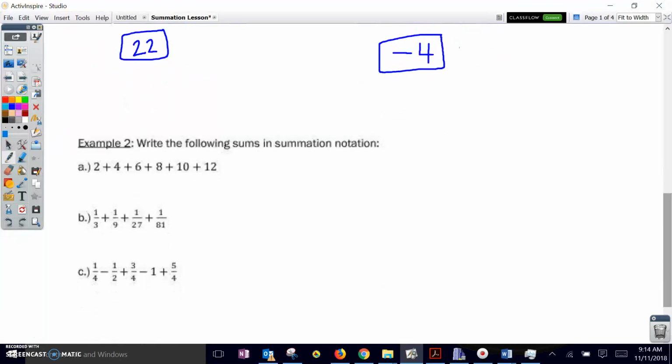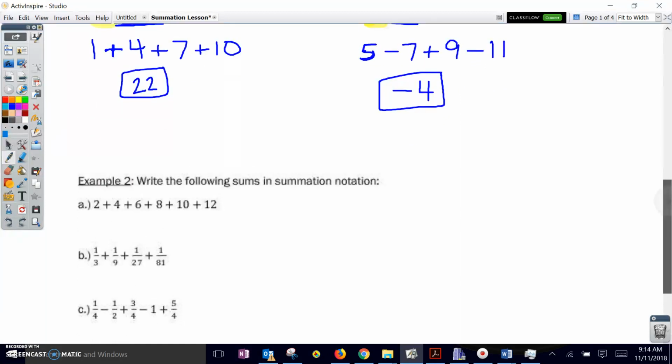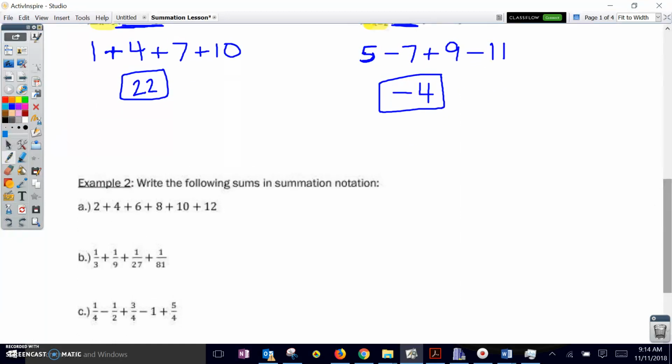On to example 2. Write the following sums in summation notation. So now we're going from particular sums to summation notation. Now I usually like to start my summation with the lower limit of summation as 1, unless I have a particularly compelling reason not to. And then I refer to this as the first term, second term, third term, fourth term, fifth term, sixth term. And this is the value that's being substituted in for k in our summation.